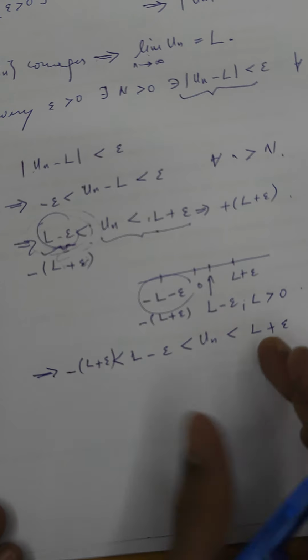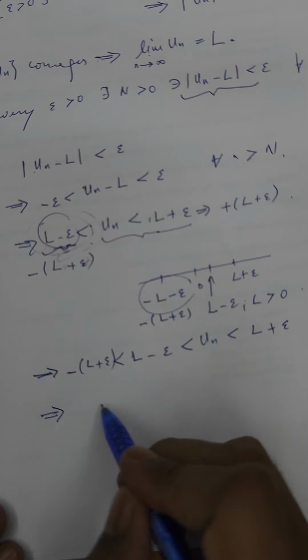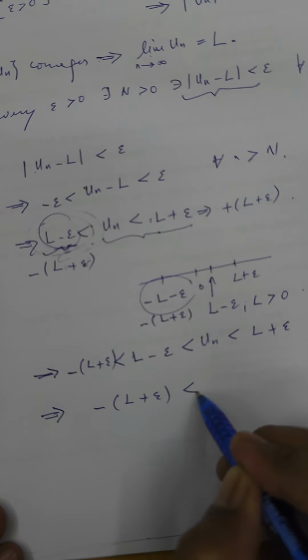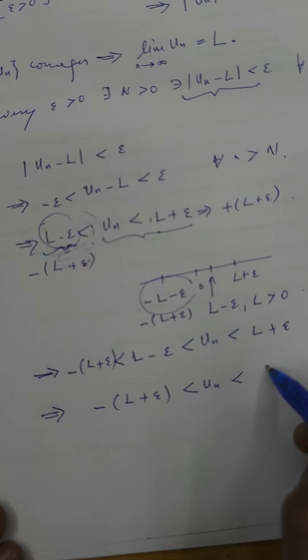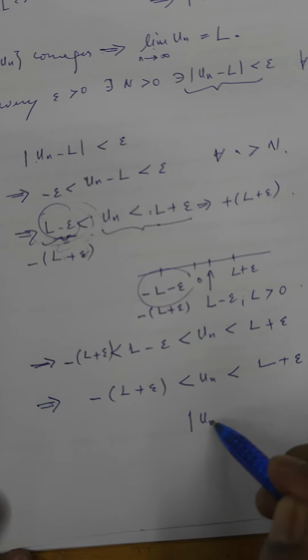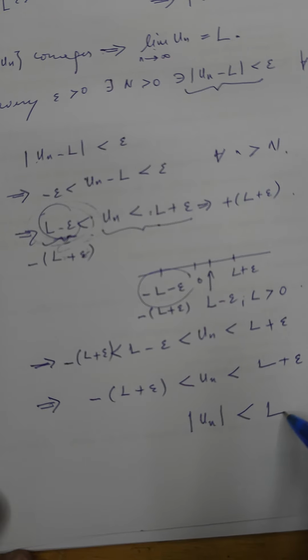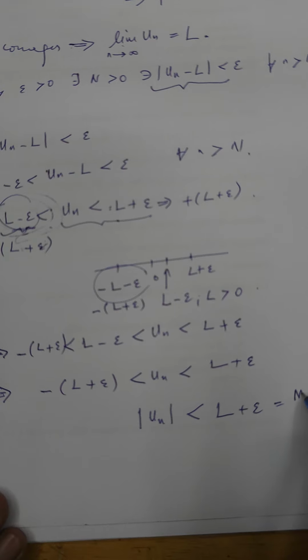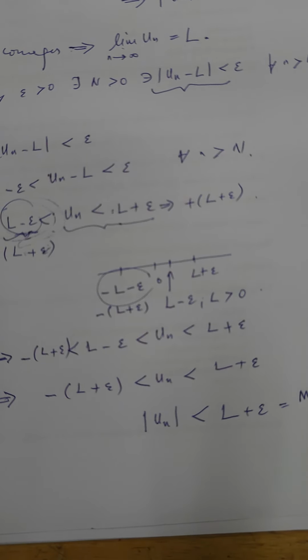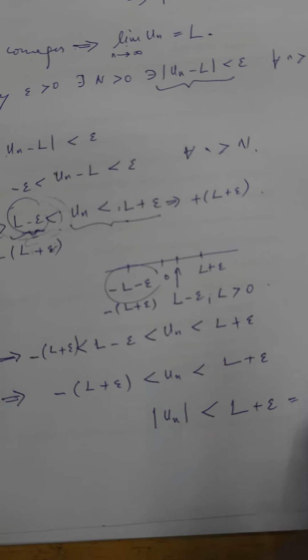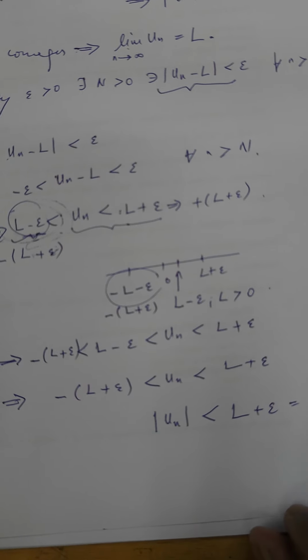So from there we rearrange this to make it clearer. We have negative of L plus epsilon less than u_n less than L plus epsilon. Therefore I can write the absolute value of u_n less than L plus epsilon, and this is basically our M. So we have that the magnitude of u_n is less than some number M.